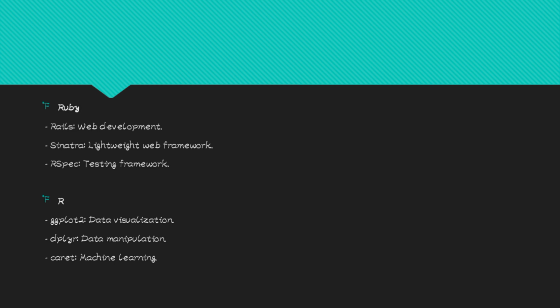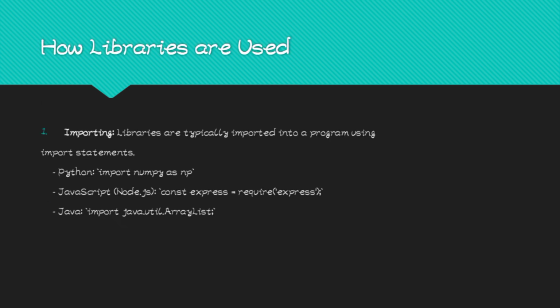Then we have R. R is also a programming language, and it is used for statistical computing and data visualization. One of the libraries we have is ggplot2, which is used in data visualization. Then dplyr, used in data manipulation. Then caret, used in machine learning.